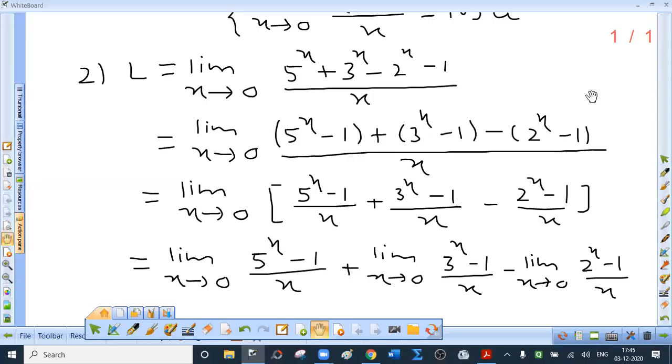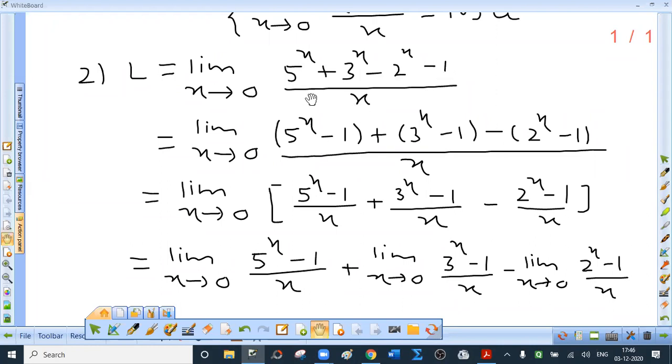Second sum. Let L be the limit as x tends to 0 of (5 raised to x plus 3 raised to x minus 2 raised to x minus 1) upon x. Can we take the limit? No. 5 raised to 0 is 1, 3 raised to 0 is 1, 1 plus 1 is 2, minus 2 raised to 0, which is again 1, and on taking the limit, again minus 1, gives a 0 by 0 form.